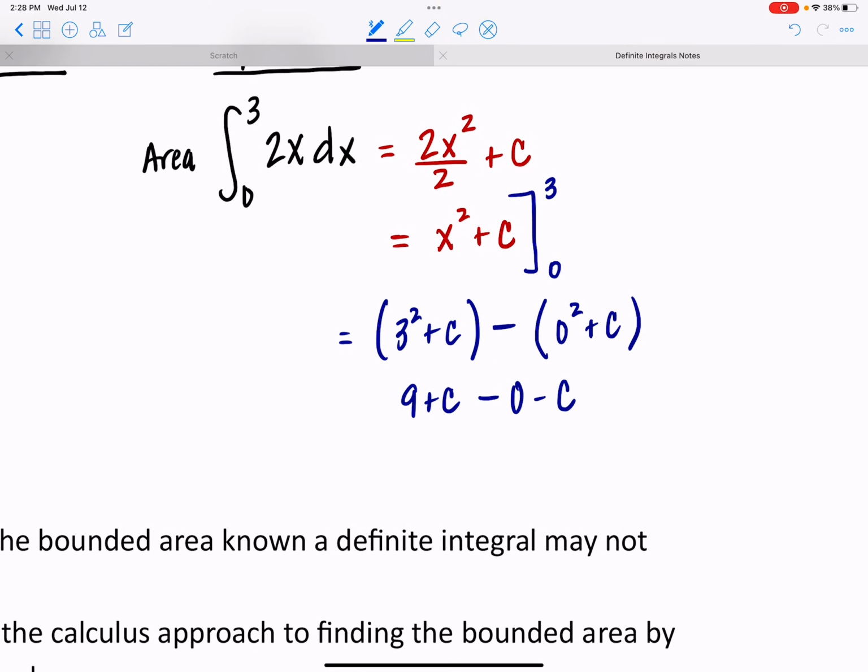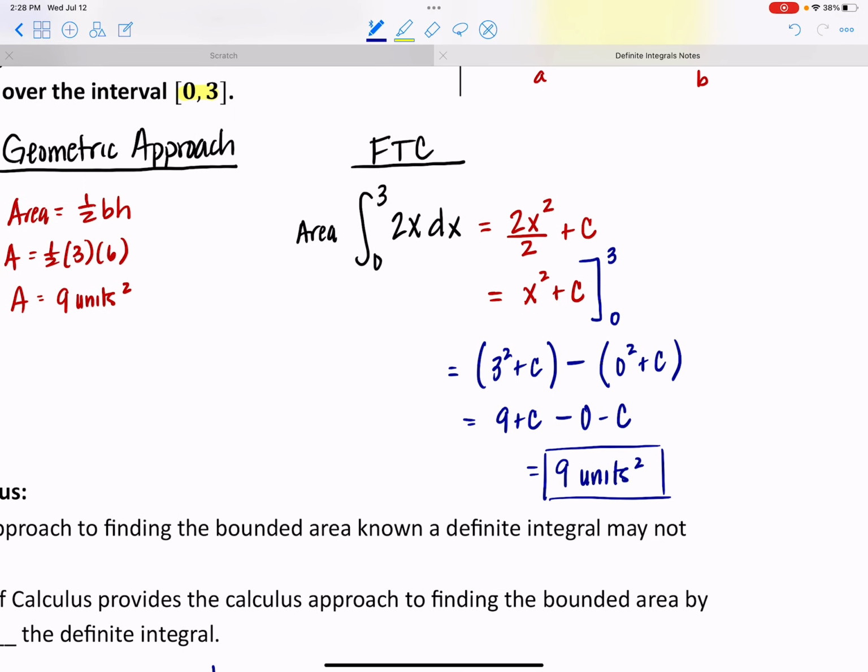9 minus 0 is just going to be 0, and the c's are going to cancel. So there it is: 9 square units, the same area we just got a second ago, but using the fundamental theorem of calculus. So we find our indefinite integral, evaluate it at the upper and lower limits of the interval we're looking at, and then subtract those results.